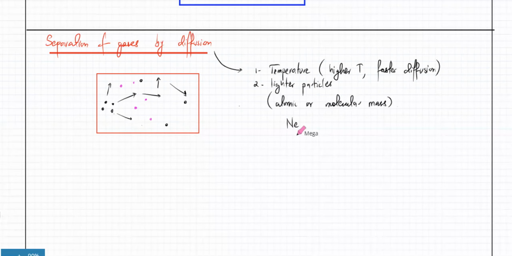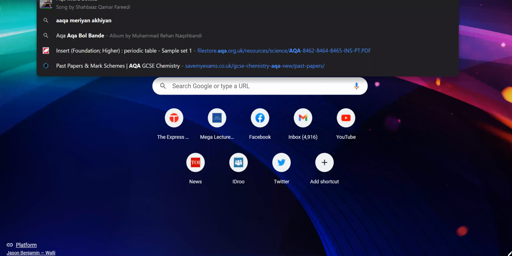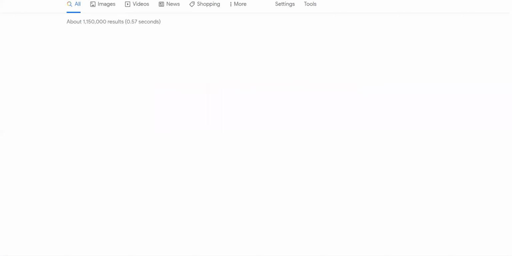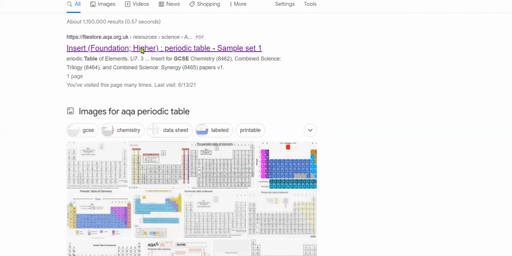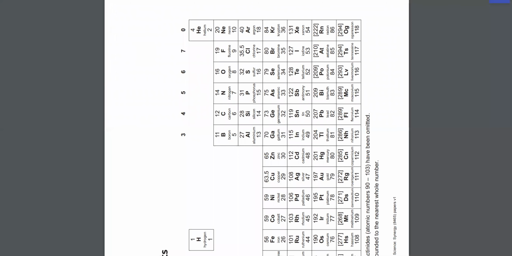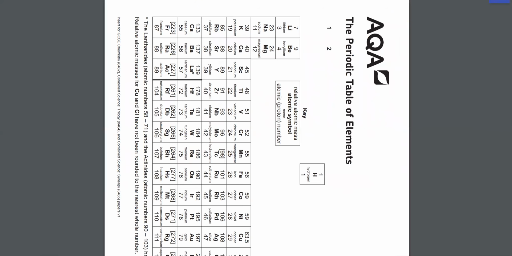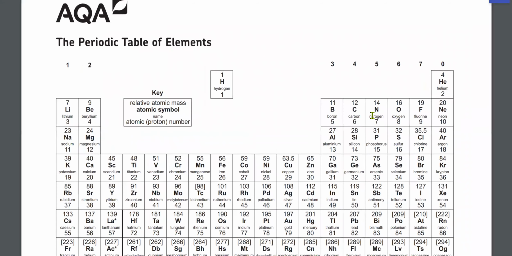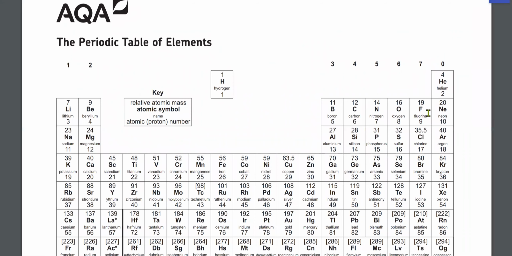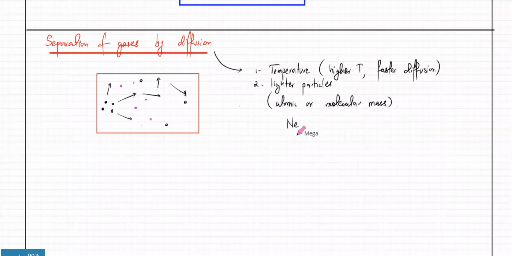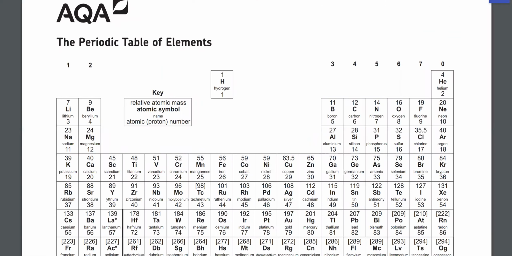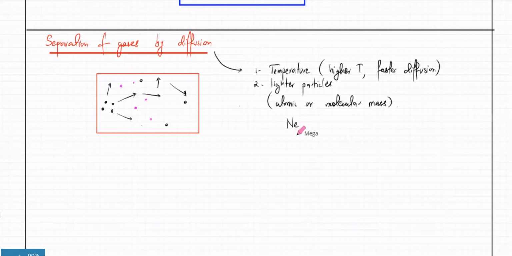Let me keep a periodic table. You can just type AQA periodic table, and a PDF would open up. So I was interested in the mass of the particles. The big number with every element, that's your atomic mass. And we learned about calculating the atomic mass in previous classes. So, for example, you have neon, which is a gas. Neon is over here, and neon is 20. So neon has a mass of 20.